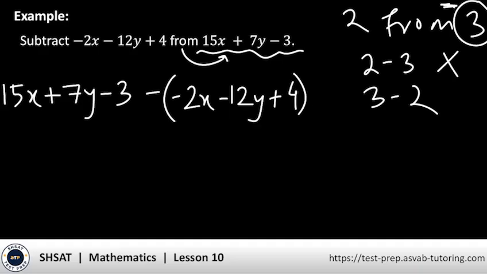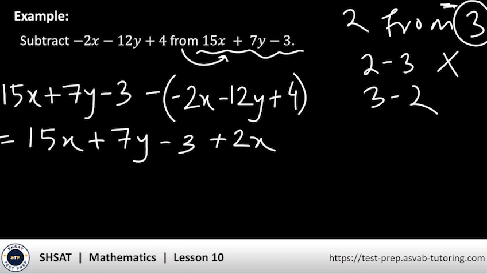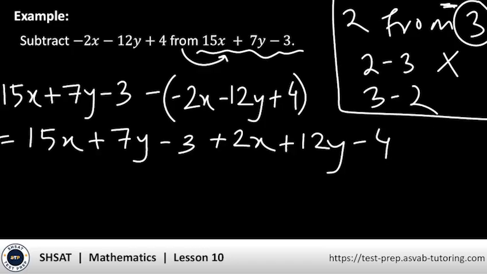Okay? Now what? Now let's just break the parentheses. So that's 15x minus 7y plus 3. Now you do minus and minus, which is plus 2x, minus and minus, which is plus 12y, minus and plus, which is minus 4. Now what? Now you have x here and x here.